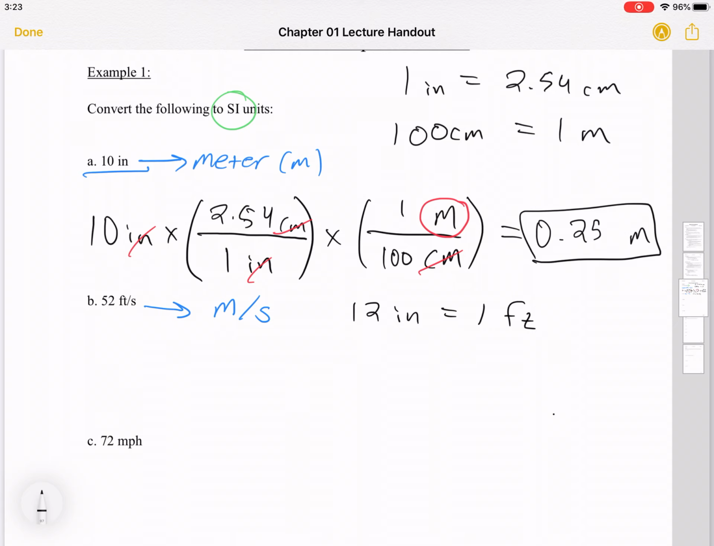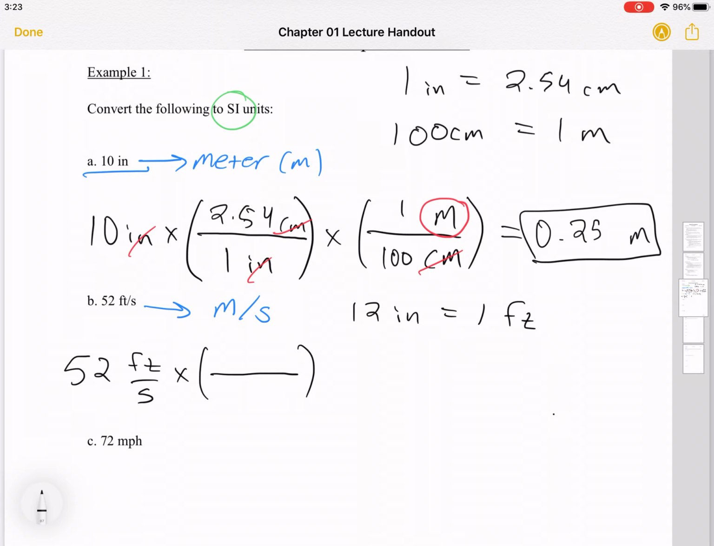Okay, so let's do this. 52 feet per second. Now I'm going to write it as a fraction vertically, up and down, rather than in line. It typesets better in line, but for our fraction math, it actually works better this way. I don't need to do anything with the seconds, so I'm not even going to touch it.